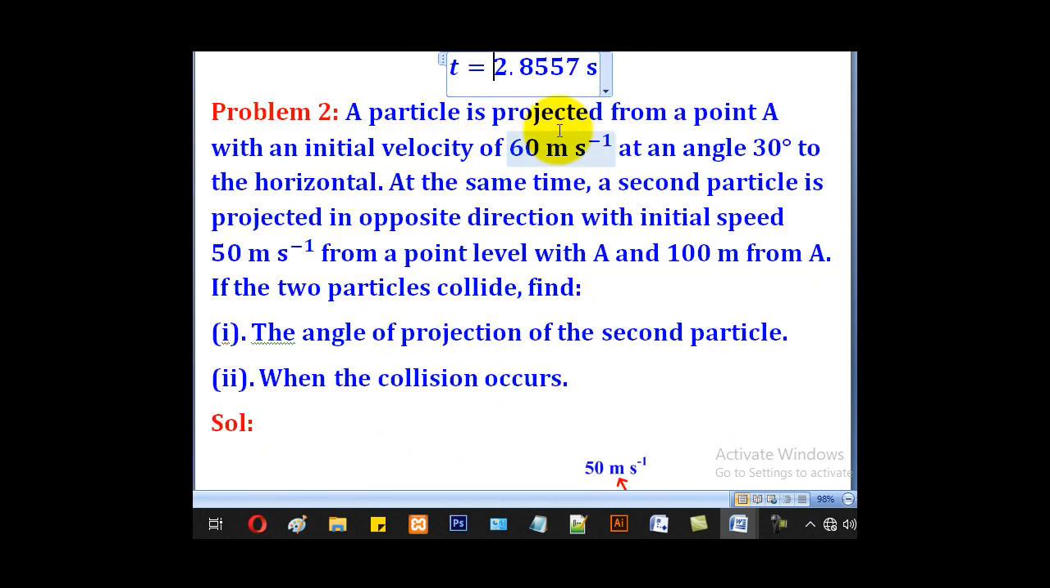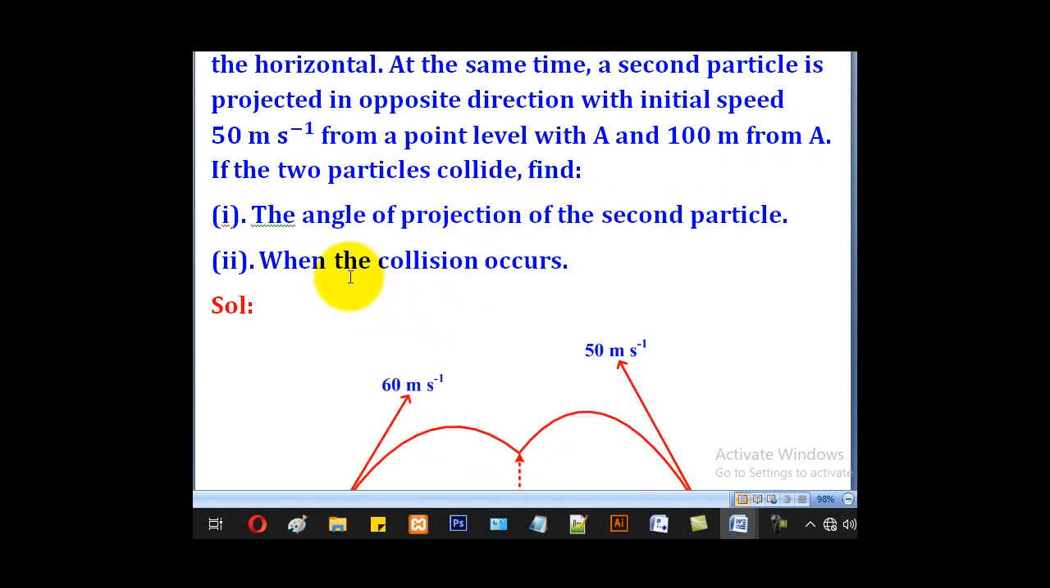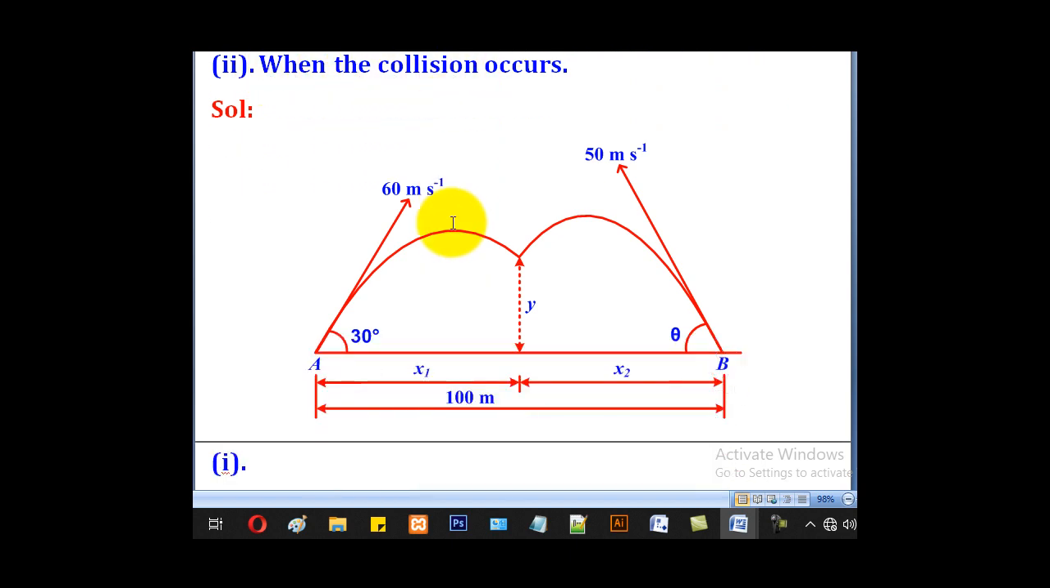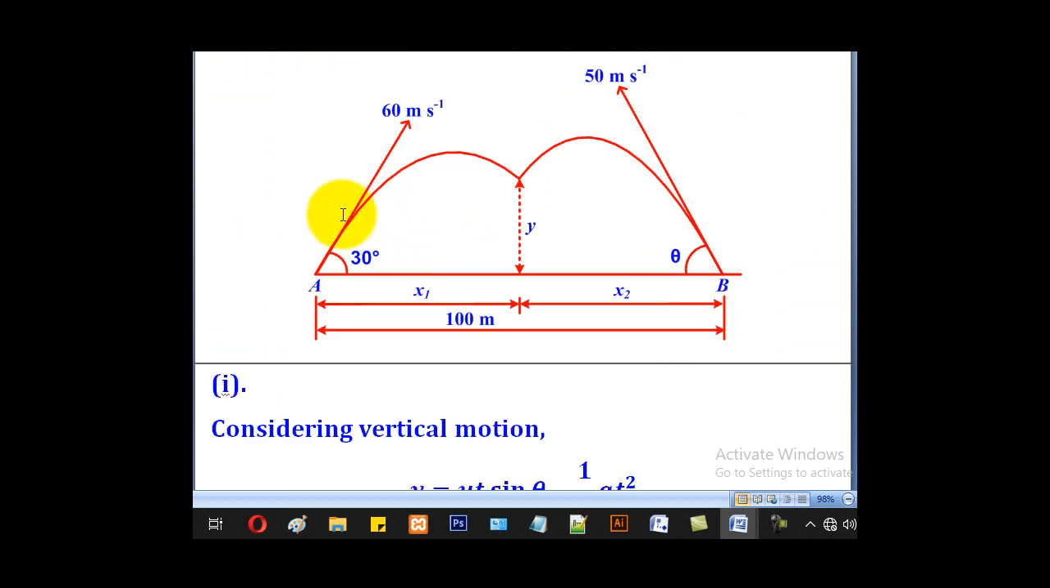Now problem 2, a particle is projected from a point A with an initial velocity of 60 meters per second at an angle 30 degrees to the horizontal. At the same time, a second particle is projected in the opposite direction with initial speed 50 meters per second from a point level with A and 100 meters from A. If the two particles collide, find Roman 1, the angle of projection of the second particle, and Roman 2, when the collision occurs. So this will be the sketch.